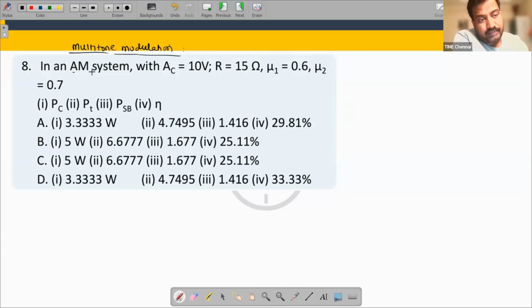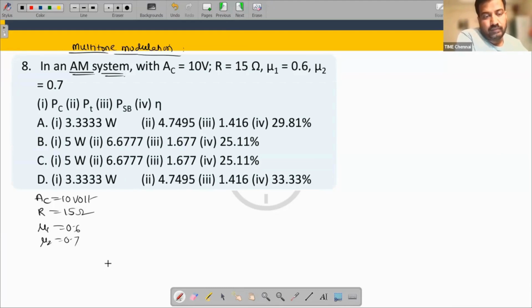In an AM system, AC is equal to 10 volt, R is 15 ohm, mu1 is 0.6, mu2 is 0.7. Then find PC.